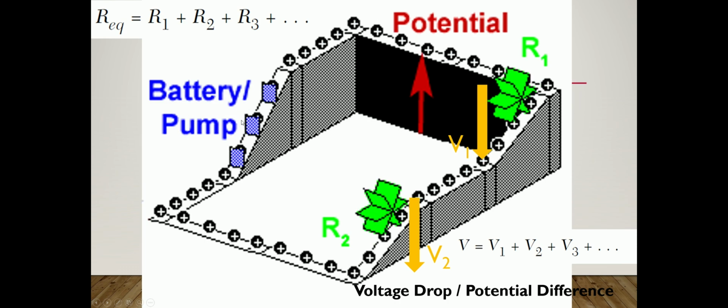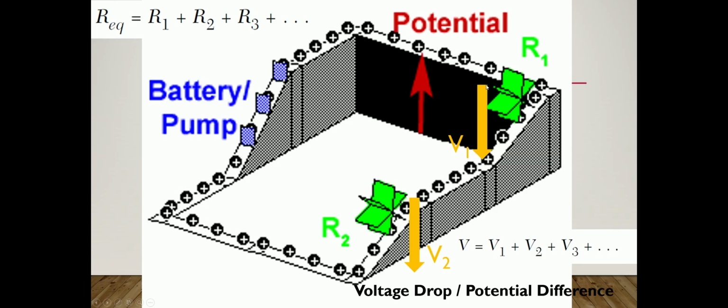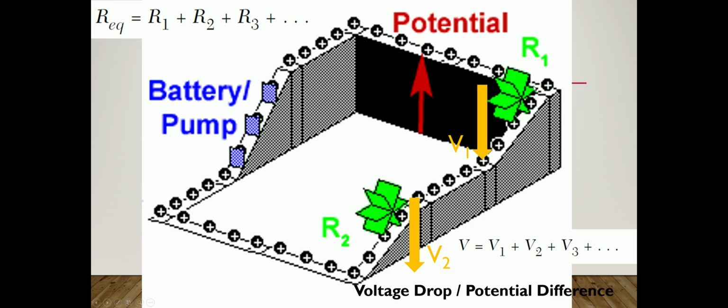I have to remind you guys again. So this battery is pumping electrons through this thing, and there's a lot of potential. There's a lot of voltage. It's a high voltage, a high pressure, and as it goes through the resistor, there's a voltage drop. Okay, and so that's V1. That's voltage one, your potential difference. There's a difference in potential here. So the voltage drop here is V1. And then there's another voltage drop here, which is V2.